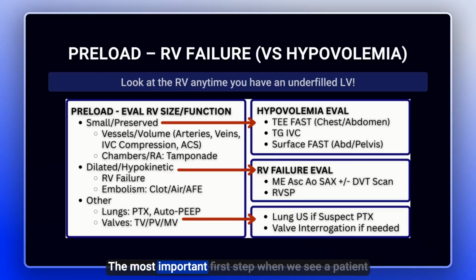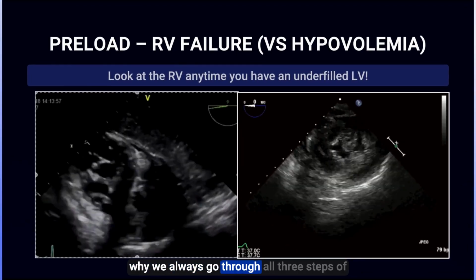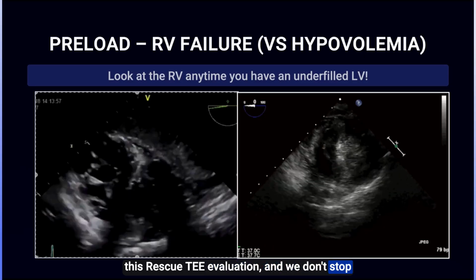The most important first step when we see a patient with abnormal preload is to look at the RV next to differentiate between hypovolemia and RV failure. Anytime a patient has an underfilled left ventricle, the next thing to do is look at the right ventricle. This is easy to miss for beginners, and that's why we always go through all 3 steps of this rescue TEE evaluation, and we don't stop at just one.